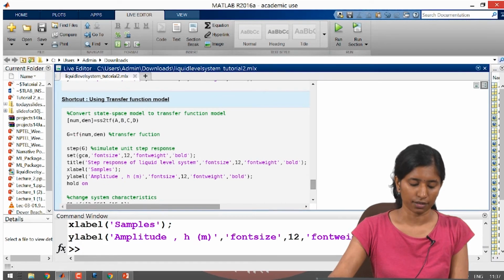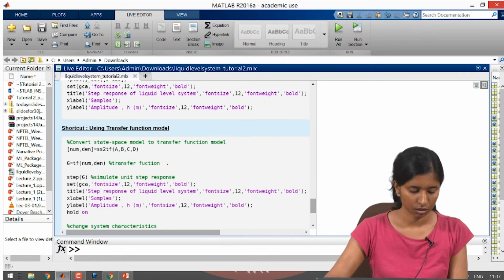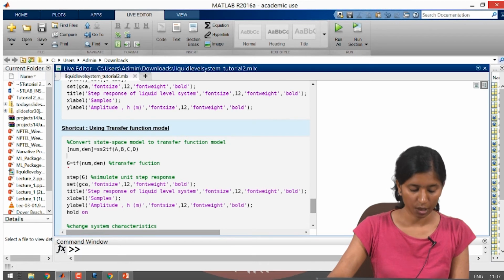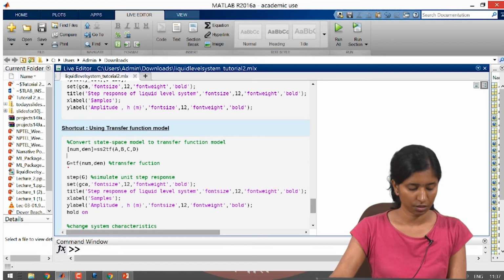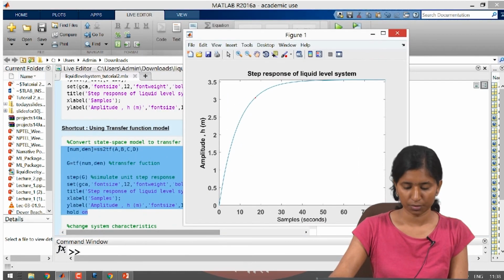Using the command tf of numerator comma denominator, I can generate the transfer function. Let me show you how to do that. Let me run this section, and once we have the transfer function, we can use the command step of g, where G is the system name, to simulate the step response. So, this is the step response that I obtained using my transfer function.